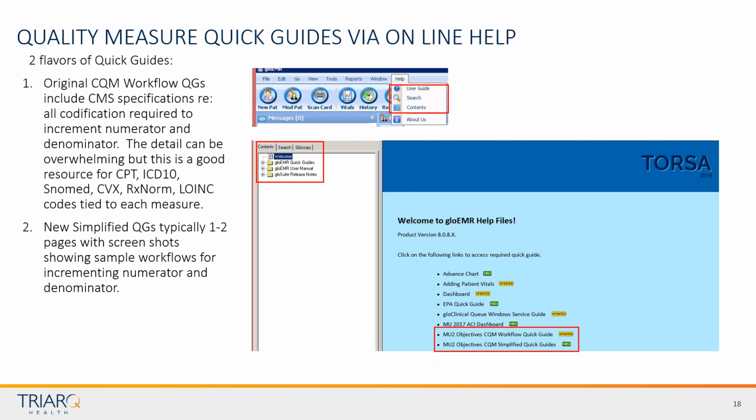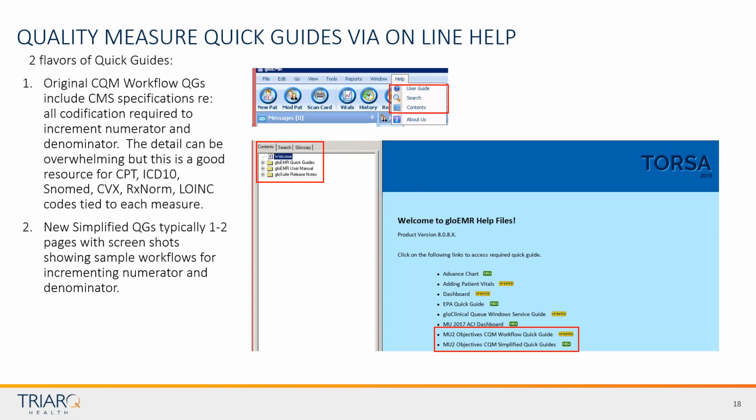In addition to the dashboards, what else is available within the GlowStream product? We've got 2 flavors of quick guides. And hopefully everybody by now knows where to find the quick guides in the online help. So it's in the help menu. Any one of those items, user guide, search, or contents will take you to the online help.